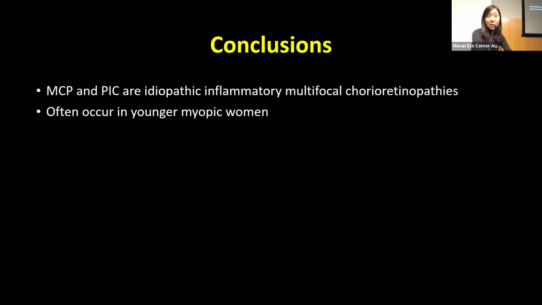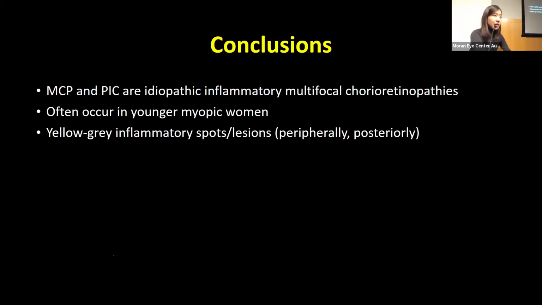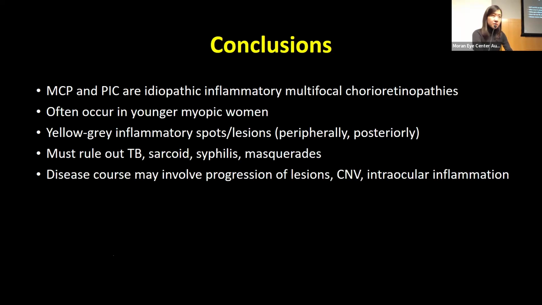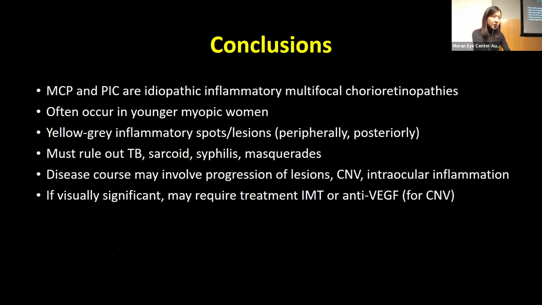They often, but not always, occur in younger myopic women. They present with onset of yellow-grayish inflammatory spots that eventually turn into atrophic punched-out lesions. We always do, though, have to remember to rule out infectious inflammatory masquerade syndromes, and the disease course often involves the progression of new lesions, the formation of CNVM, and in the case of multifocal choroiditis, intraocular inflammation. The disease is visually significant. Patients may require treatment with systemic immunomodulation or anti-VEGF in the event there's a CNVM.